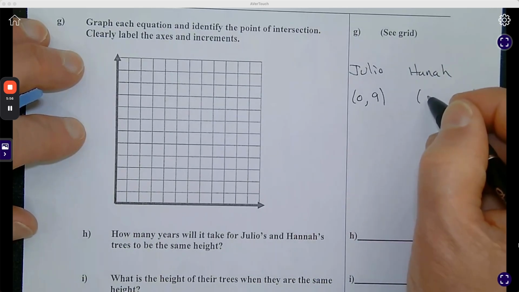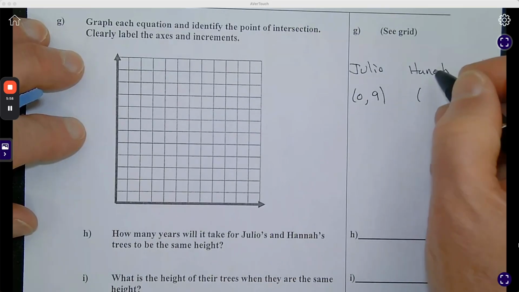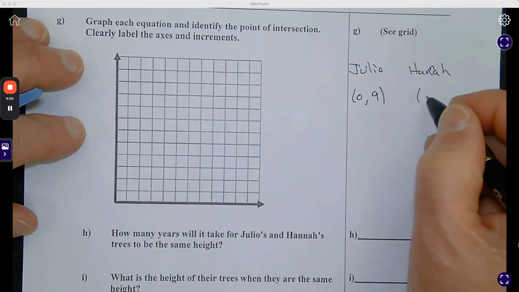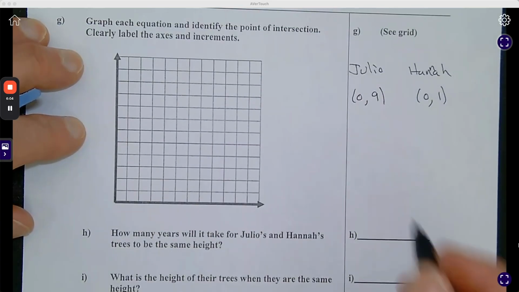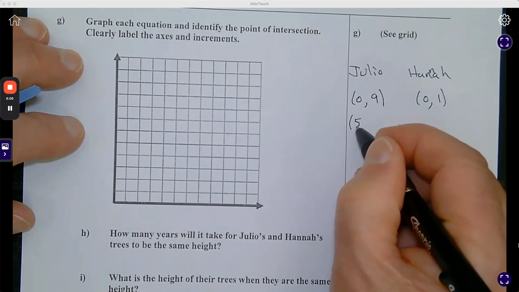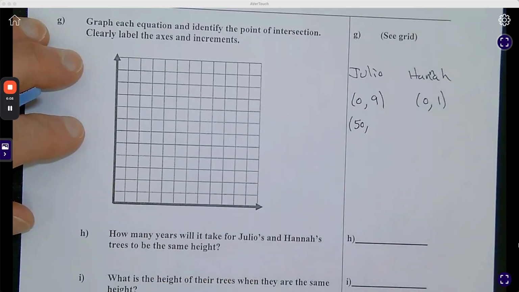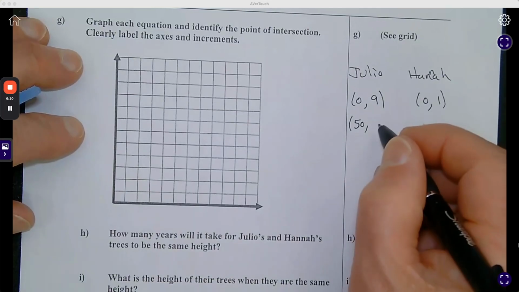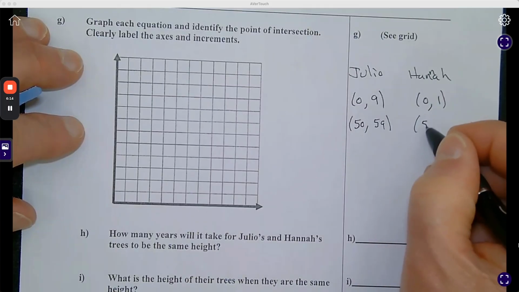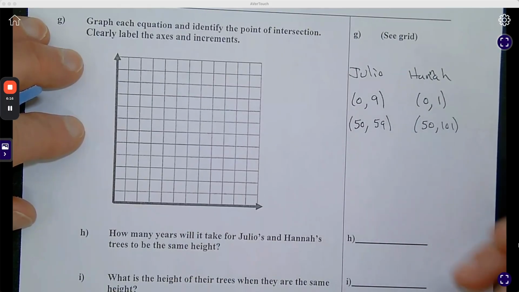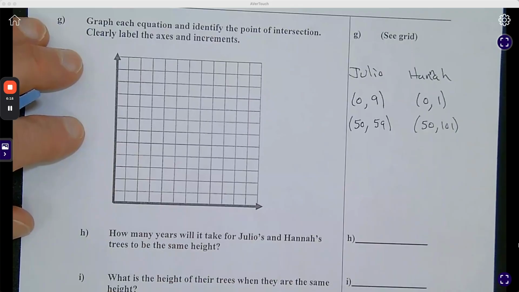Hannah, there might be 2 ends in Hannah. There is 2 ends in Hannah. Hannah at 0 years was 1 foot tall. At 50 years, well, now Julio is 1 times 50 plus 9, so that's 59 feet tall. After 50 years, Hannah is 101 feet tall. We already figured that out from the front.